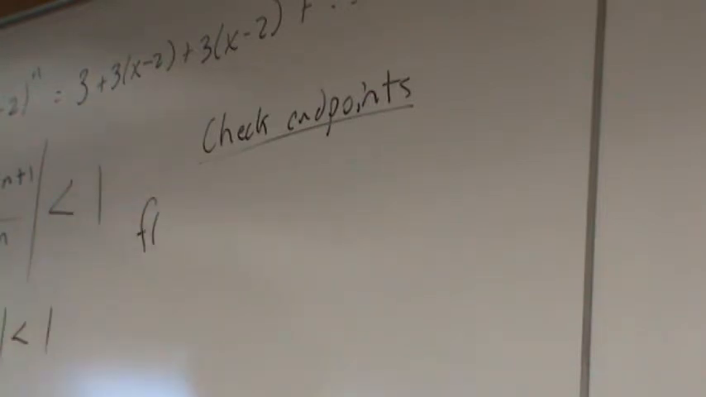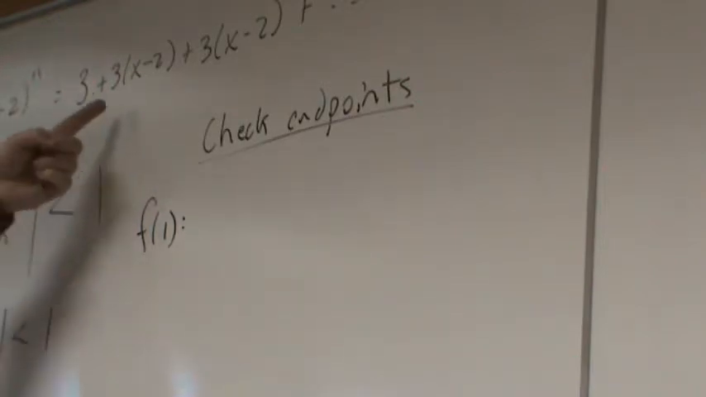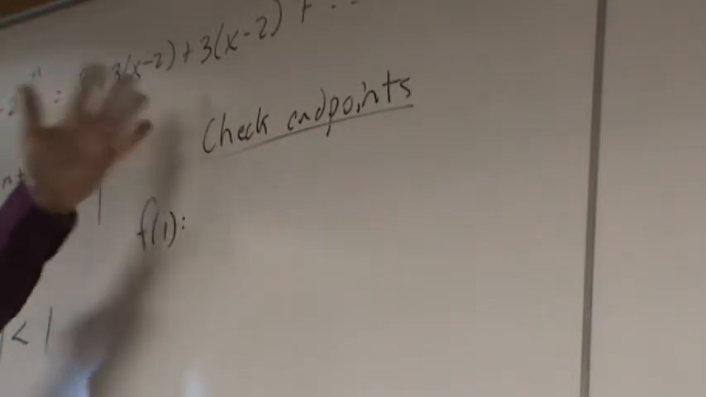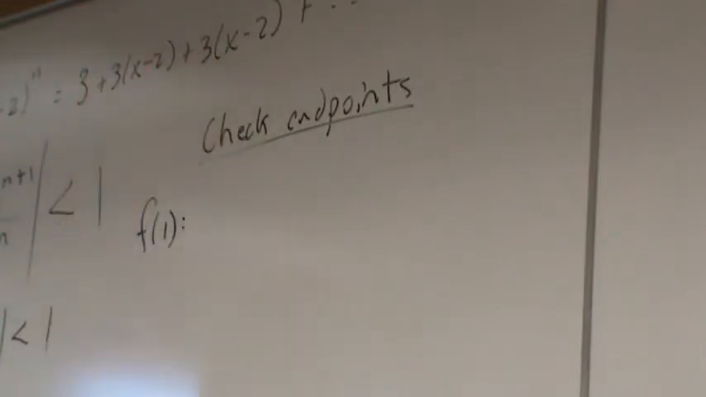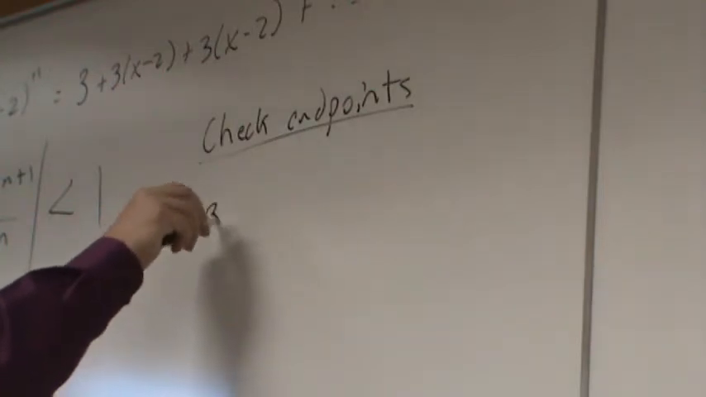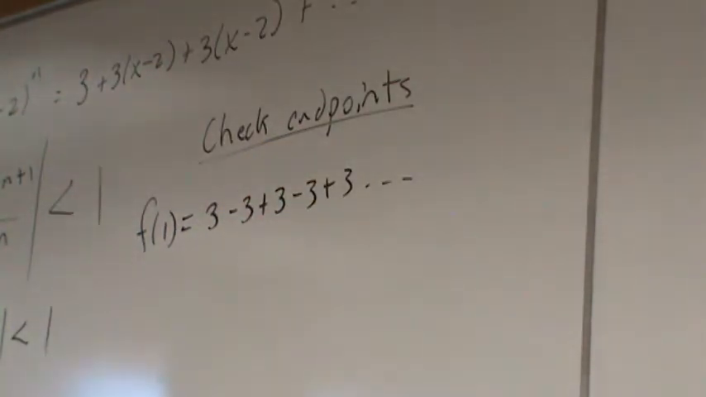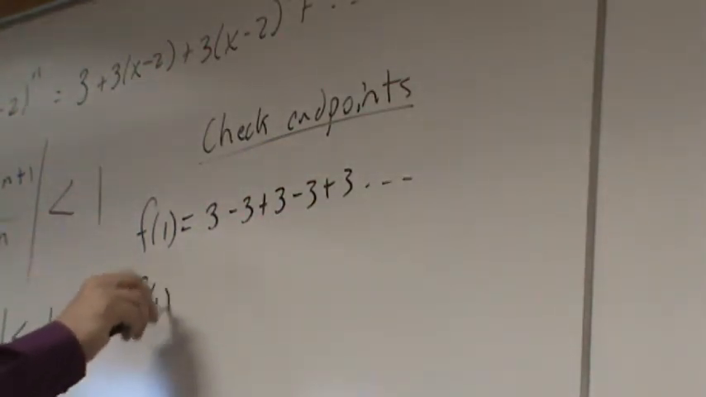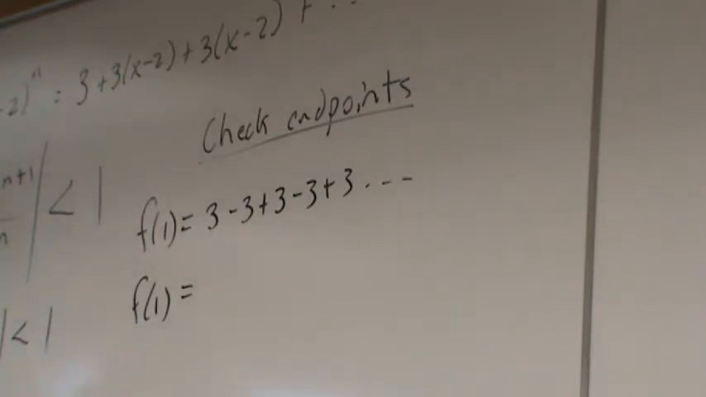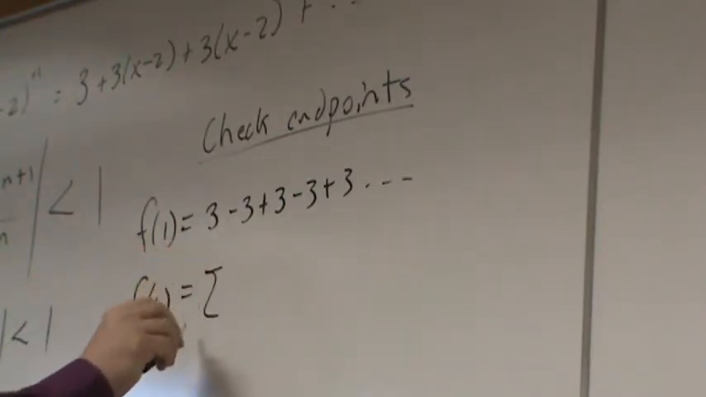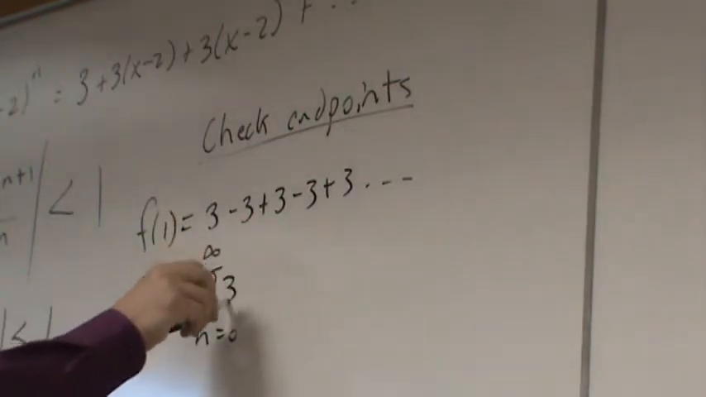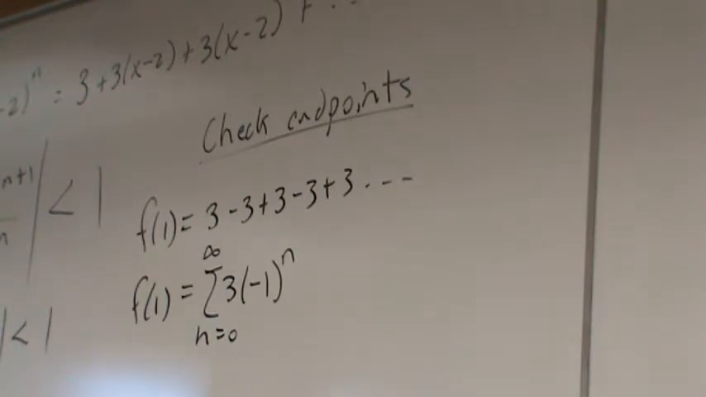Let's try f of 1. We're going to try f of 1, and I'm going to stick 1 into this guy here. Right? There's nothing complicated. I'm just sticking a 1 in for every x. So f of 1 ends up being 3 minus 3 plus 3 minus 3 plus 3. Okay? If you prefer going term by term, some of you may prefer to just stick 1 in there. So you get the sum as n goes from 0 to infinity of 3 times negative 1 to the n power. You can either think of it term by term, or you can just plug into the original. Both are the same. It's just up to you.